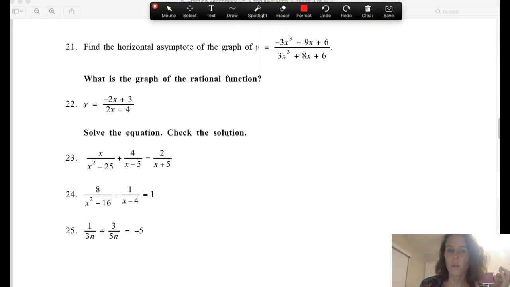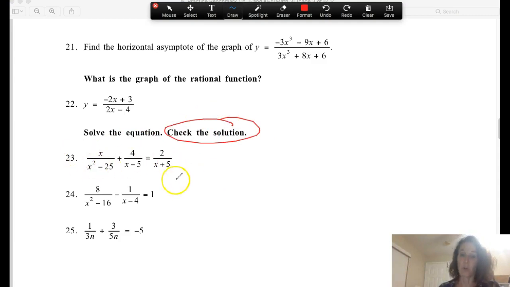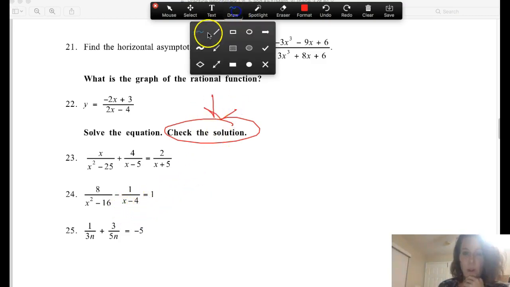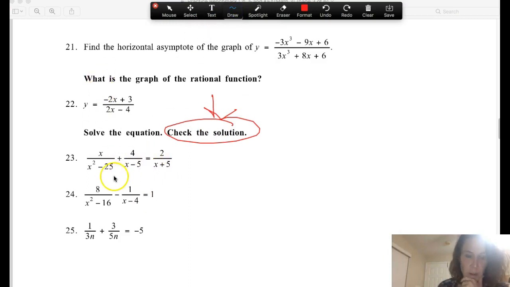All right, let's look at 23. Solve the equation, check the solution. You have to check your solutions when you're solving rational equations, especially if you multiply by variables, because oftentimes you create extraneous solutions. Or you might have a solution that would make your denominator 0 and it's not valid. Check your solutions. I don't want you to get these wrong because you didn't check your solutions. If you come up with an extraneous solution and pick that as an answer, you're going to get it wrong. Let's work this out.